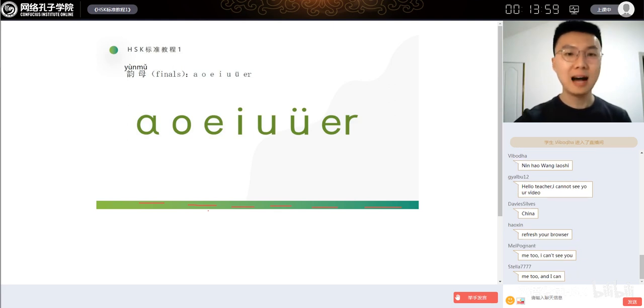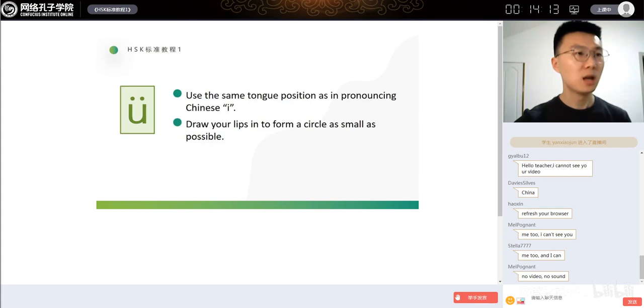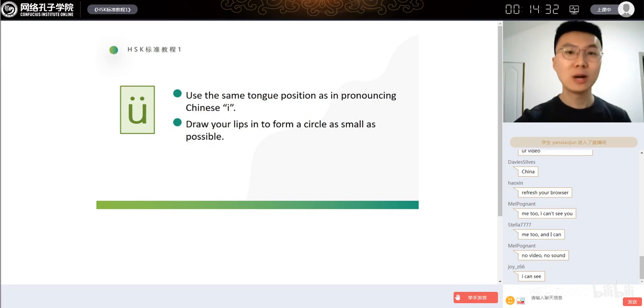Okay, this is O, and this one. It's maybe difficult for you. Let's look at this. When we read Ü, we should use the same tongue position as in pronouncing I. Then draw your lips into a circle as small as possible. Then try to pronounce it.